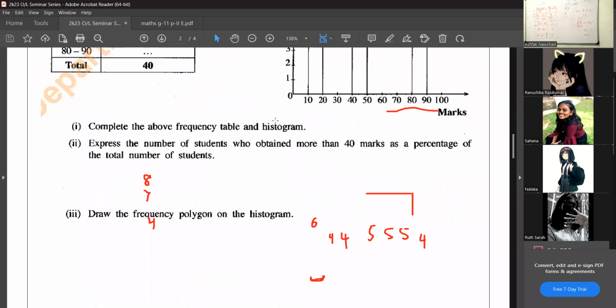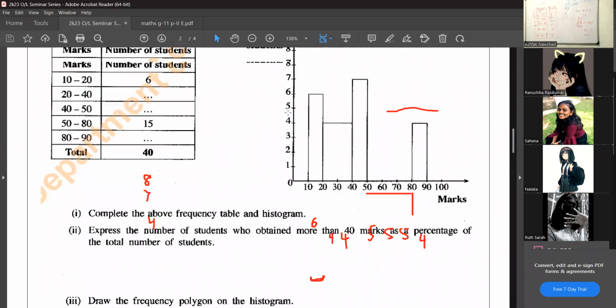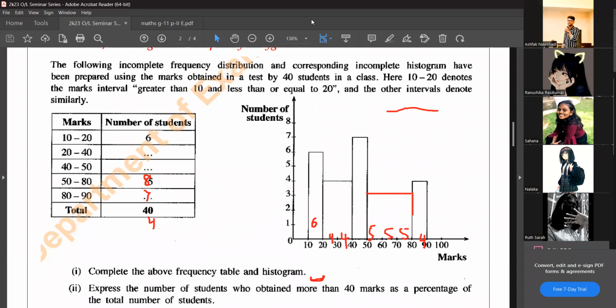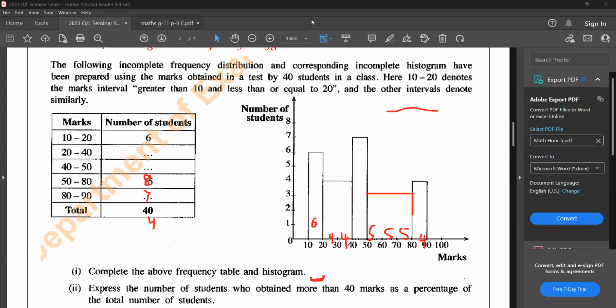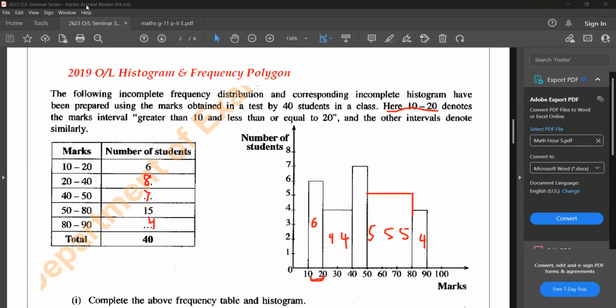Is there another question? They say draw the frequency polygon. Okay, let's come back to the screen. They ask us to draw the frequency polygon. So that's nothing. Frequency polygon, just marking crosses. We mark a cross here, here, here. And between 0 and 10, another cross. So between 0 and 10 means that's 5. At 5, we mark a cross. And then we join these crosses.